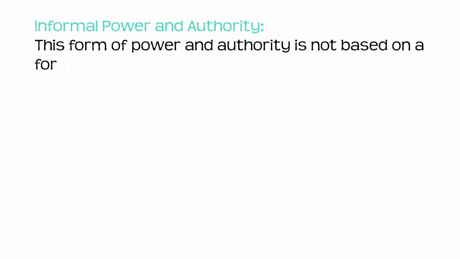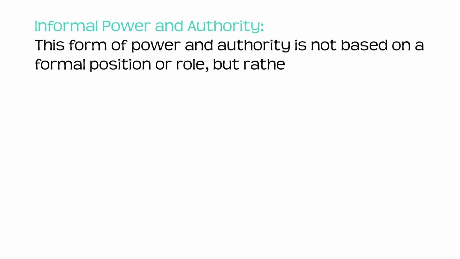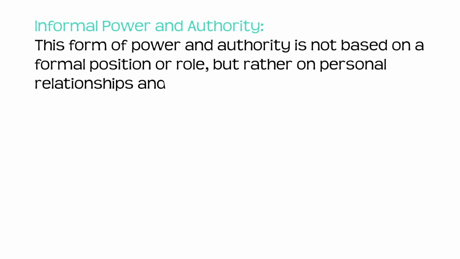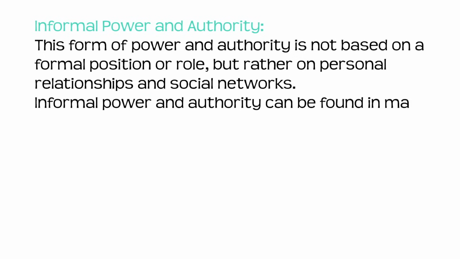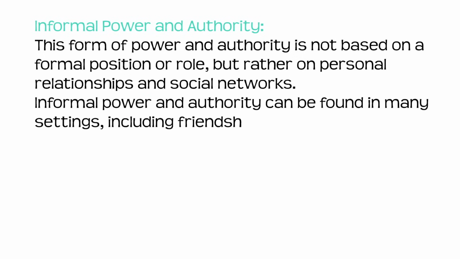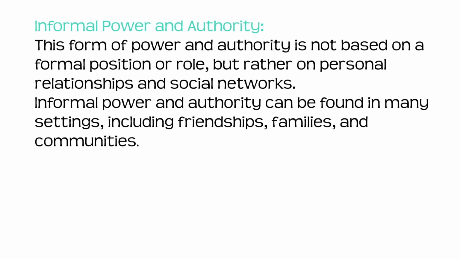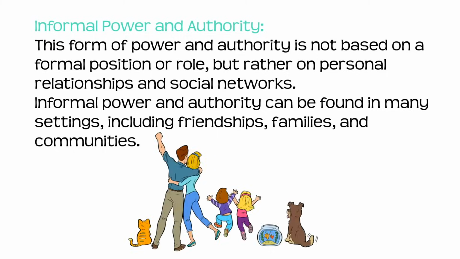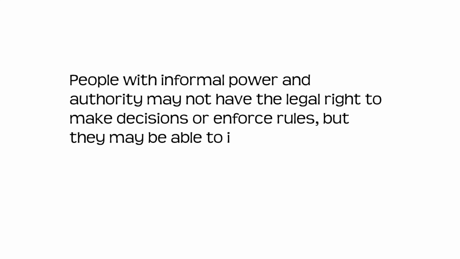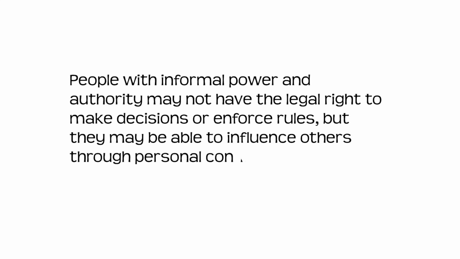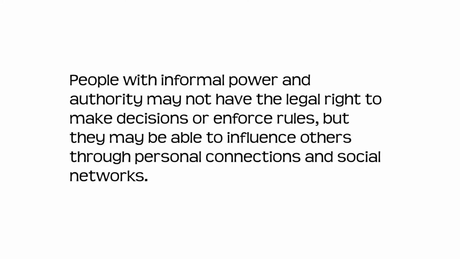Informal power and authority. This form of power and authority is not based on a formal position or role, but rather on personal relationships and social networks. Informal power and authority can be found in many settings, including friendships, families, and communities. People with informal power and authority may not have the legal right to make decisions or enforce rules, but they may be able to influence others through personal connections and social networks.